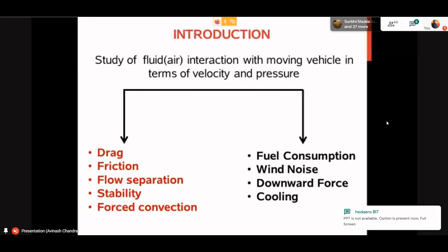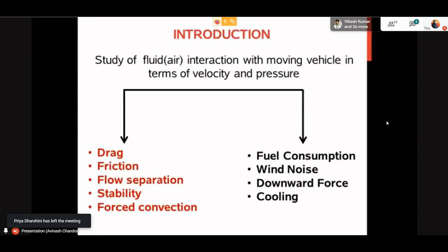So wind noise: there is friction between the layers when the fluid is interacting with the object. Because these layers are continuously moving, because of this friction you will have some noise. A simple example is when you're sitting under your room fan, you can hear the spinning noise, because it has some friction when it is interacting with the air. The same thing we hear in the automobile also.